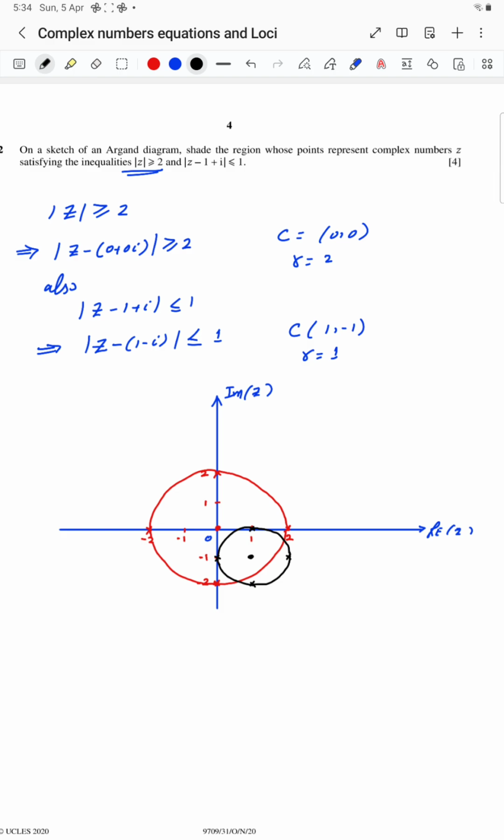Now we need to shade the region. The first says the distance should be bigger than or equal to 2, which means it should be outside of circle 2. The second one says less than or equal to 1. So this seems to be the best option to satisfy the first one: outside circle of radius 2, and the second one says inside radius 1. So this is the true shading area, the locus for the two inequalities. I hope it is clear.